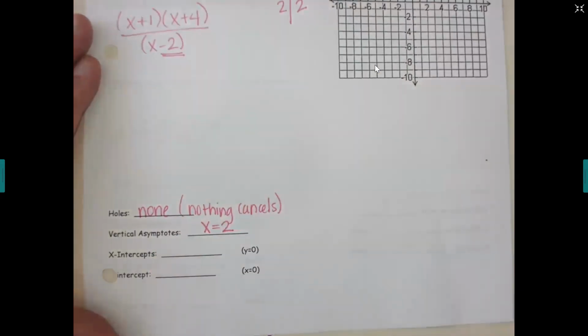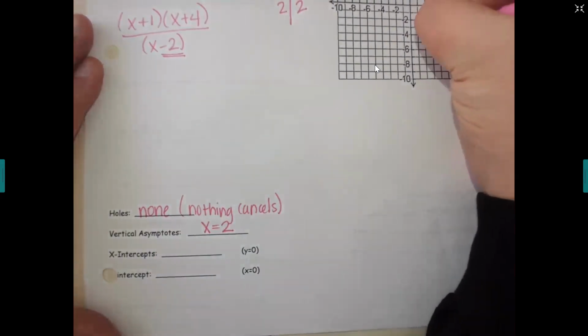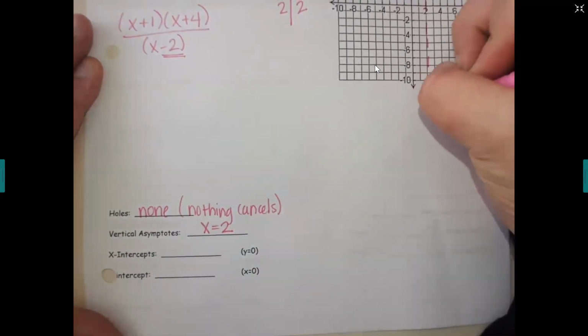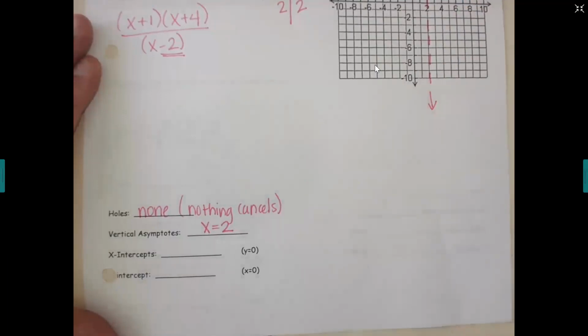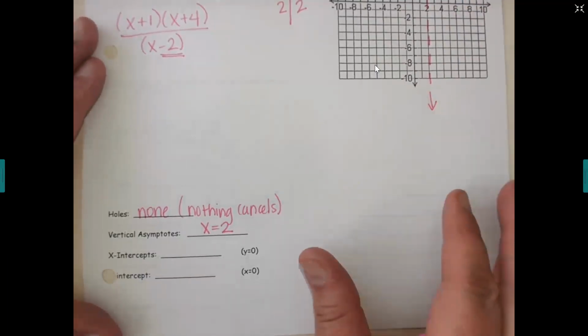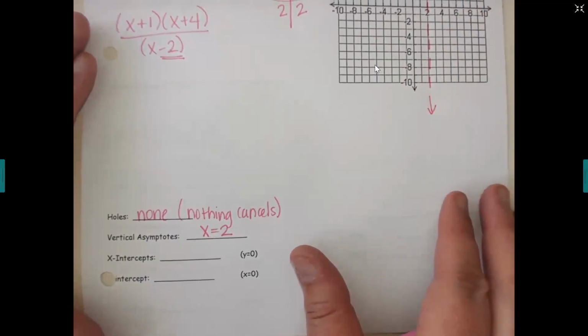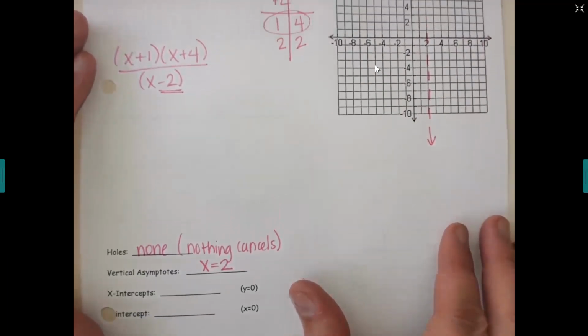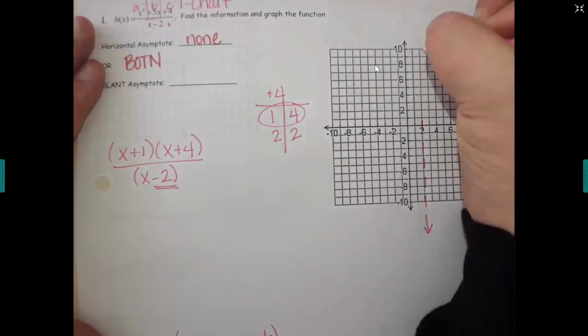And then I want you to go ahead and draw that into your graph right now. So x equals 2 would be a vertical line right here. And remember, specifically, it's a vertical line that your graph can't cross. So I'm going to have to scroll up here for a second. But x equals 2 should be like this.